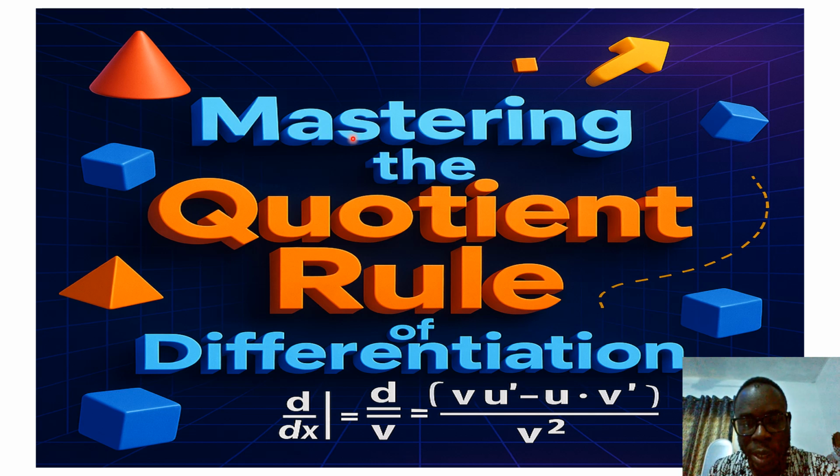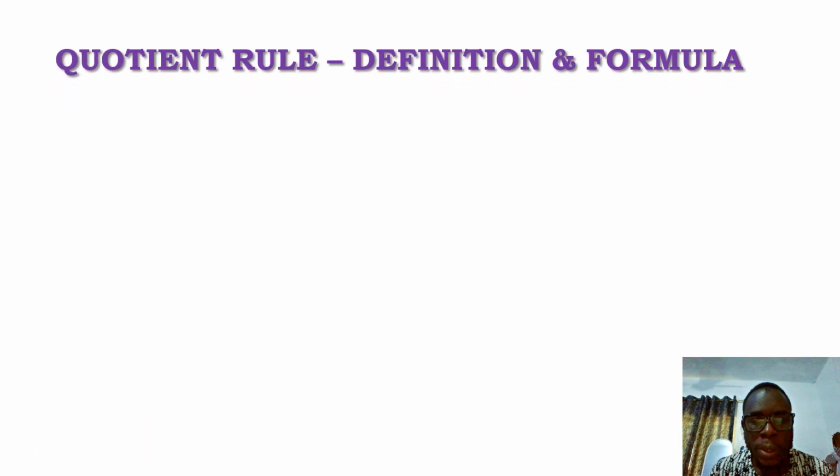We are mastering the quotient rule of differentiation, and this rule is used to differentiate functions in the form of a fraction. Now, let's understand the quotient rule, its definition and formula.